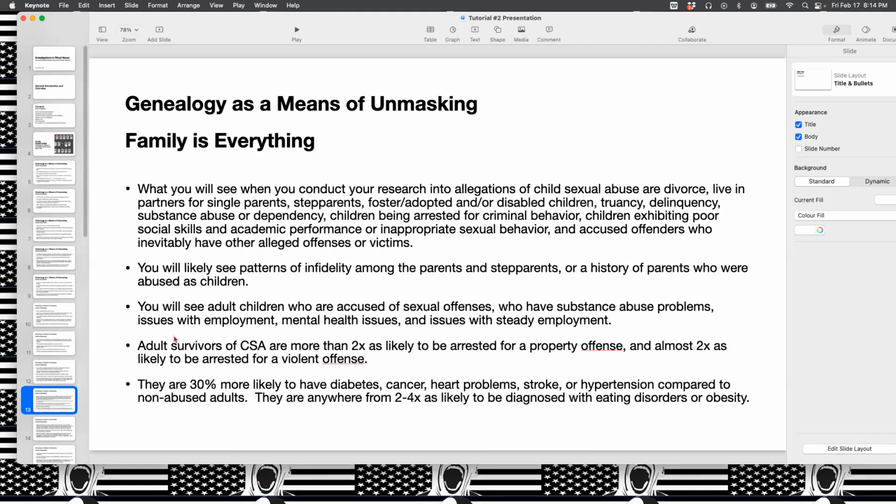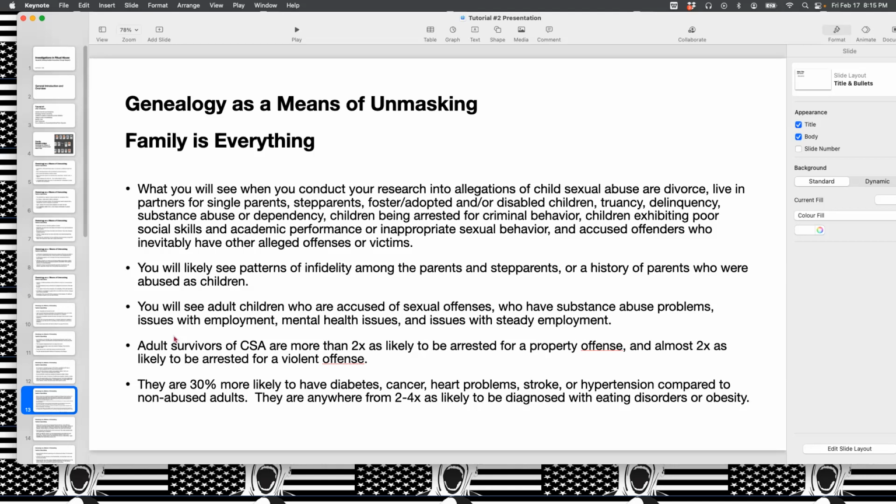truancy, delinquency, substance abuse or dependency, children being arrested for criminal behavior, children exhibiting poor social skills and academic performance or inappropriate sexual behavior. You're going to see things like incontinence issues, which one of the Hamlin children had at school. She mentioned that in her victim statements. You're going to see accused offenders who inevitably have other alleged offenses or victims, like Timothy Nathan Tuttle, the Hamlin girls' uncle by their aunt Cree Tuttle. He was convicted of molesting, guess what? His adopted daughter. So it's just one thing after another like that you'll see. You'll see patterns of infidelity among the parents and step parents, or a history of parents who were abused as children. You're going to see adult children who are accused of sexual offenses. Sometimes they will evade conviction.